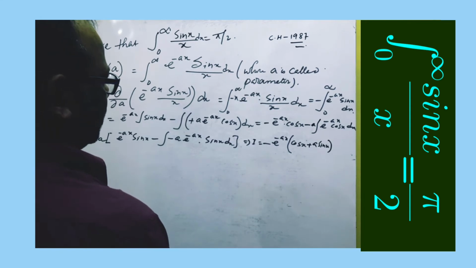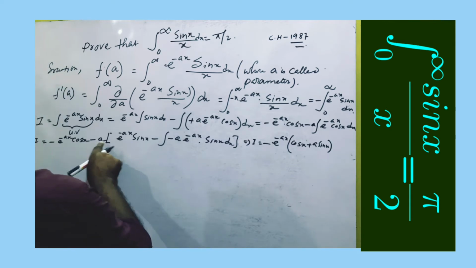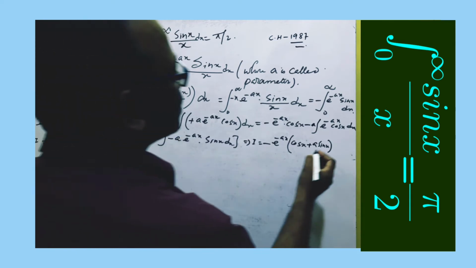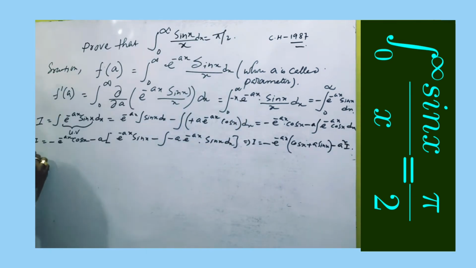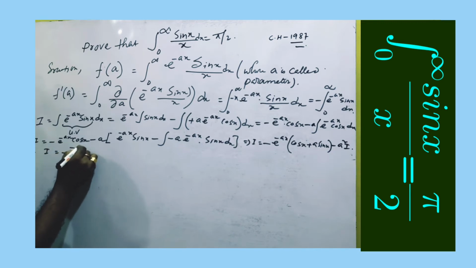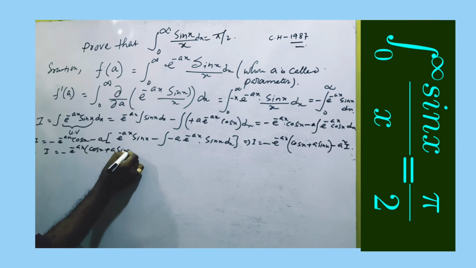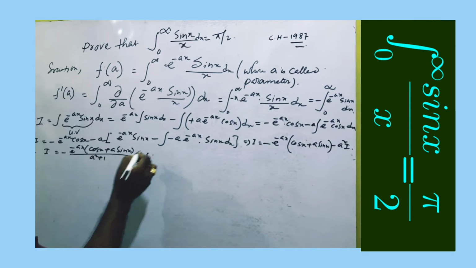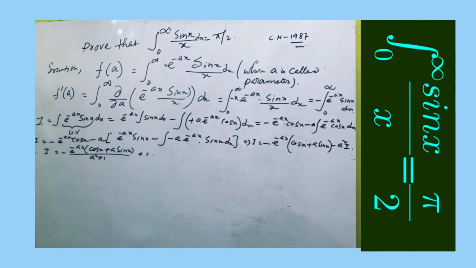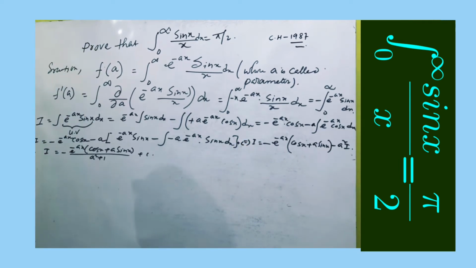Okay, and minus minus plus, this is minus a square into I. Therefore I is equal to e to the power minus ax, minus cos x plus a sin x, whole divided by a square plus 1, and then plus c. Okay, plus c.